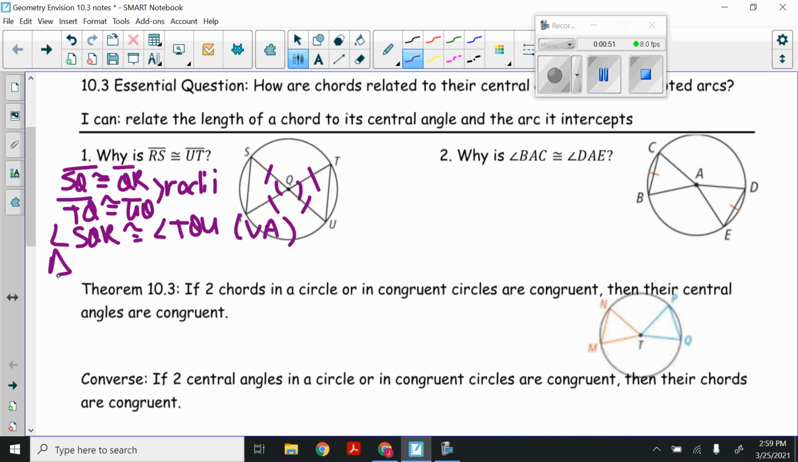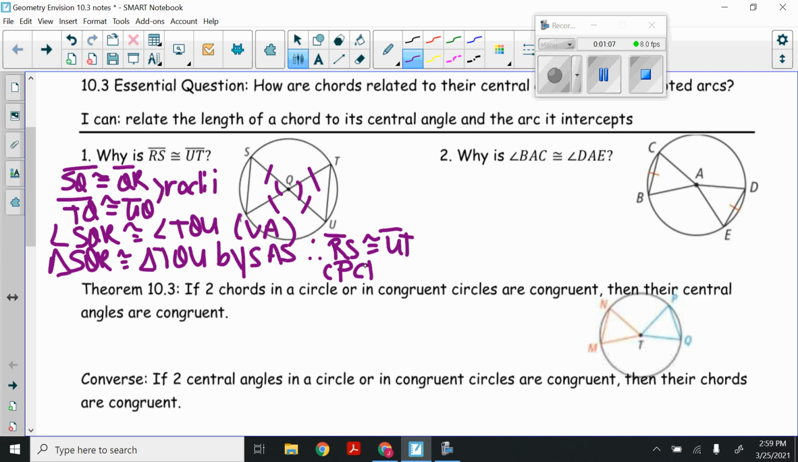Now I have triangle SQR congruent to triangle TQU by SAS. Therefore, I could say RS is congruent to UT by CPCTC, right? Let's see on number two. Why is angle BAC congruent to angle DAE?